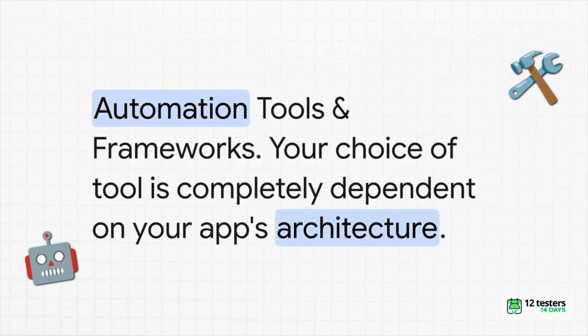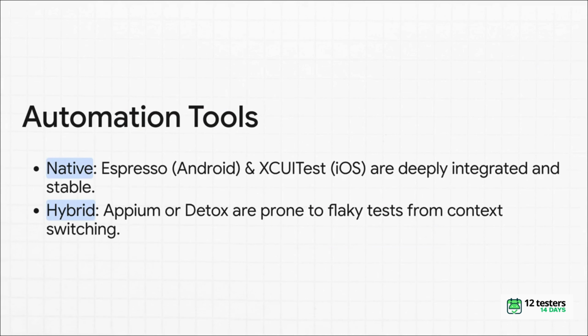All right, let's get into automation. Automating tests is totally key to moving fast, but picking the right tool depends entirely on your app's architecture. And what works perfectly for a native app can be a total disaster for a hybrid one. This slide really lays out the trade-offs. For native apps, you have tools like Espresso for Android that are built-in and rock-solid. For hybrid, you're probably using something like Appium. But fair warning, these tools can create flaky tests. That's because they're constantly having to switch between the native world and the web world, and sometimes they just get confused and fail a test for no good reason.